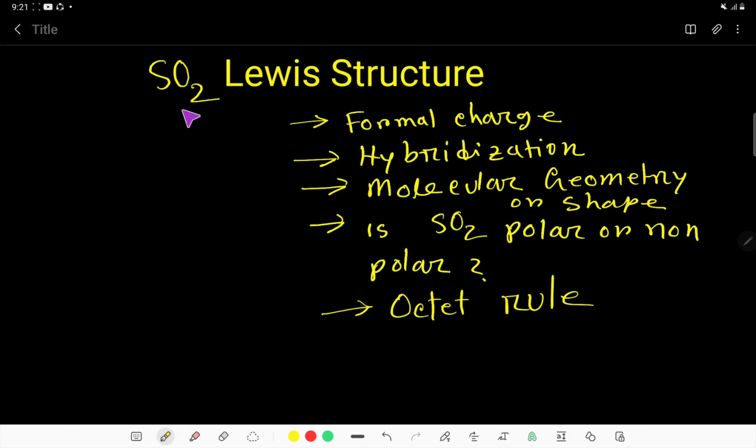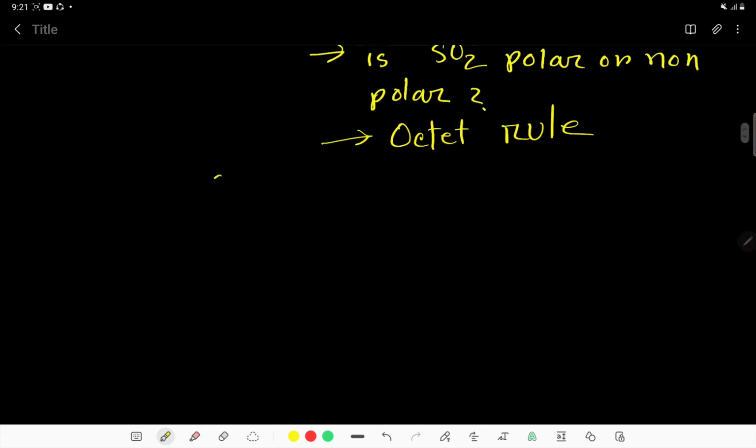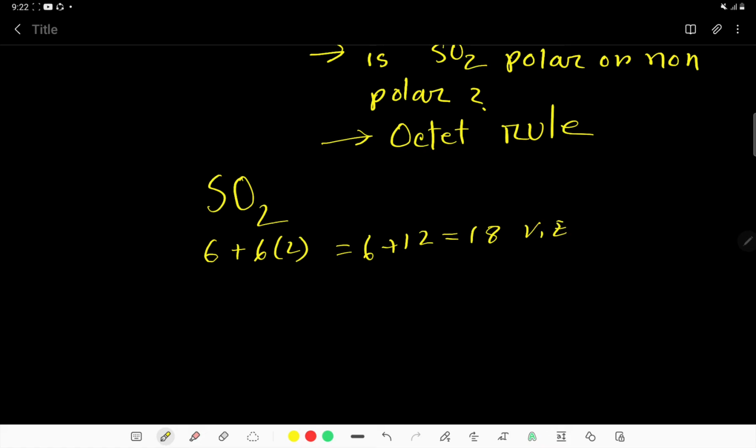So first, we have to find out the valence electrons of SO2. Actually, I will show you two ways to draw this Lewis structure of SO2. But you need to give time here, otherwise you will not learn. So, look, sulfur is an element of group 6A, that is why it has 6 valence electrons, and oxygen is also an element of group 6A, that is why it also has 6 valence electrons. But here we have 2 oxygen atoms, so we have to multiply by 2. So 6 plus 12, that is, in total we have 18 valence electrons in SO2.